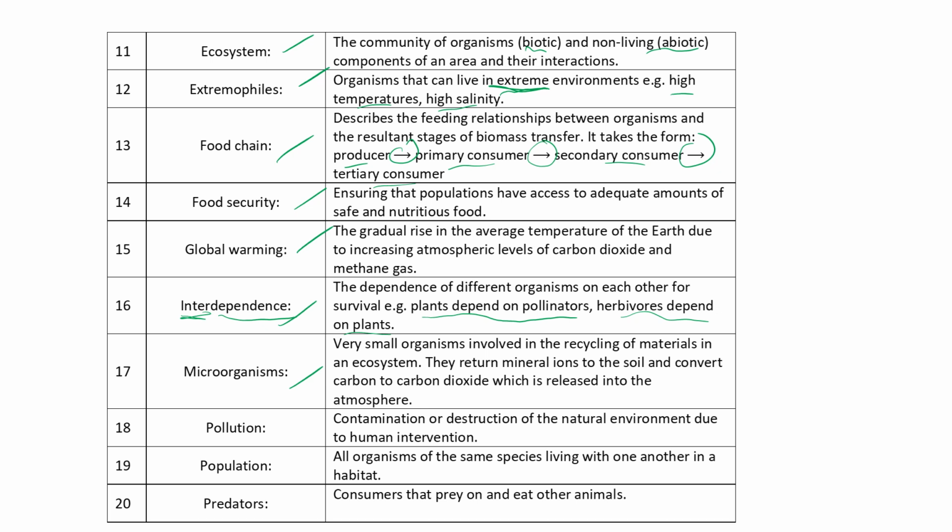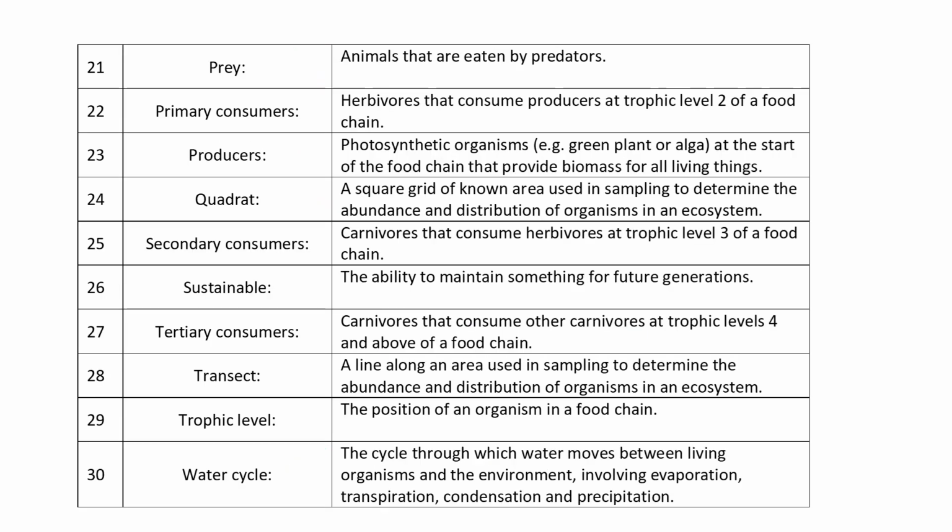Contamination or destruction of the natural environment due to human intervention: pollution. All organisms of the same species living with one another in a habitat, so same species is a population. Consumers that prey on and eat other animals: predators. Animals that are eaten by predators: prey.